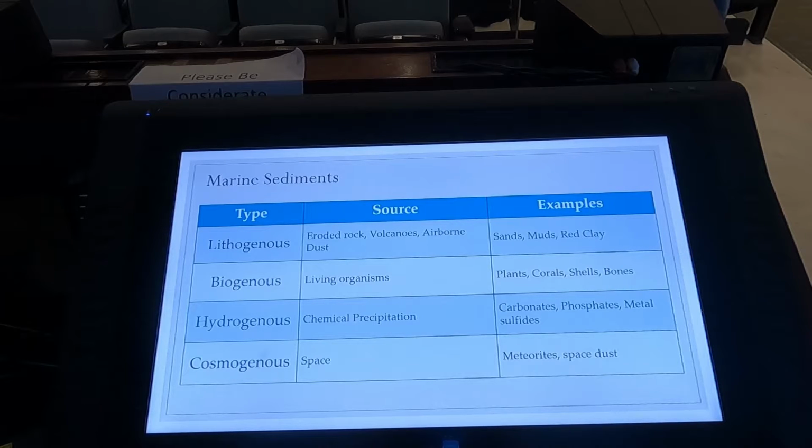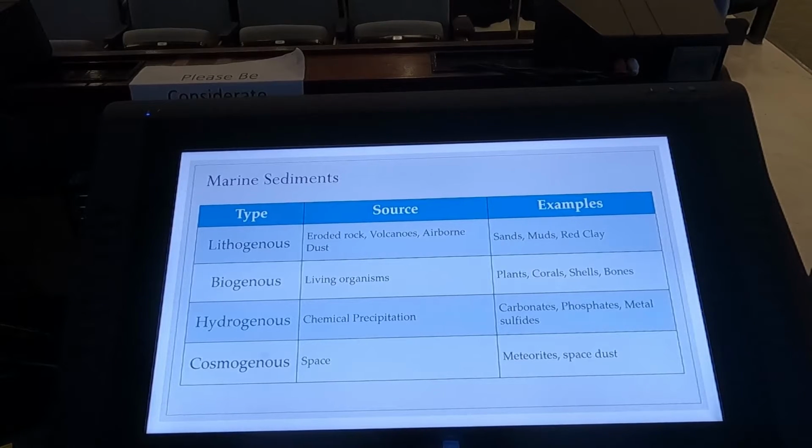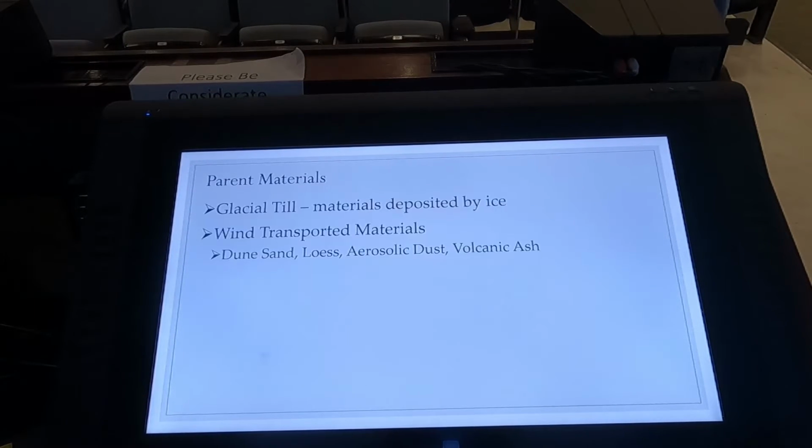So for our lithogenous, when I think about that, I think about volcanoes and anything that might have been protruded from a volcano, some dust, some air, that has those going all the way back to our rock cycle. Some of those materials that spew out of a volcano. Biogenous, being bio, so that is something that is living. You might see corals or shells, some sort of bone. Hydrogenous being some chemical precipitation, and then again our meteorites and space dust.